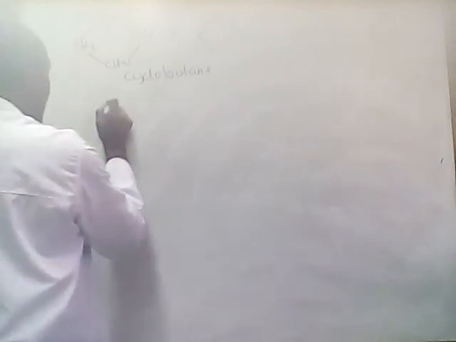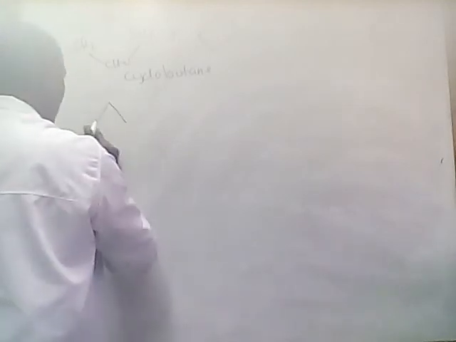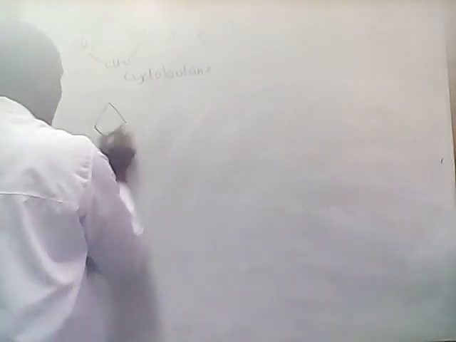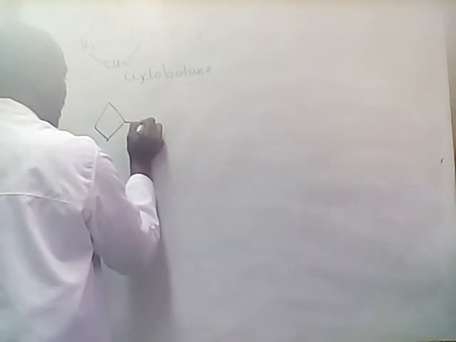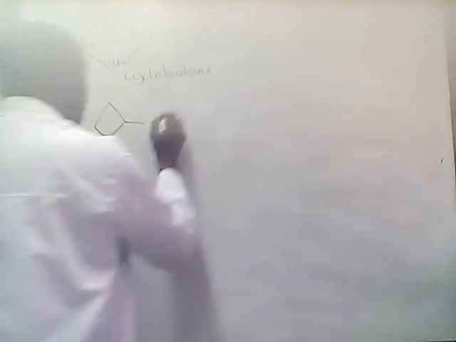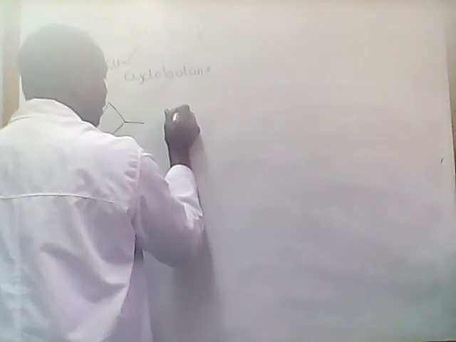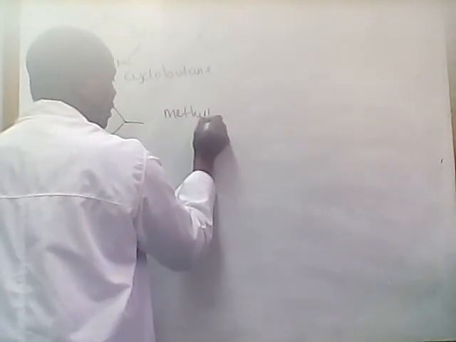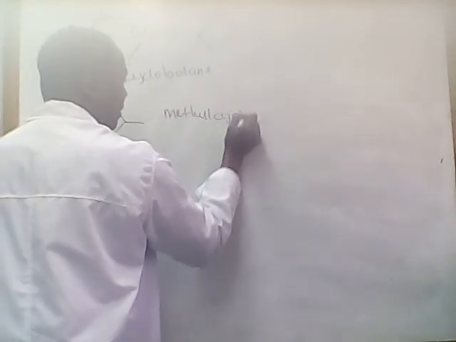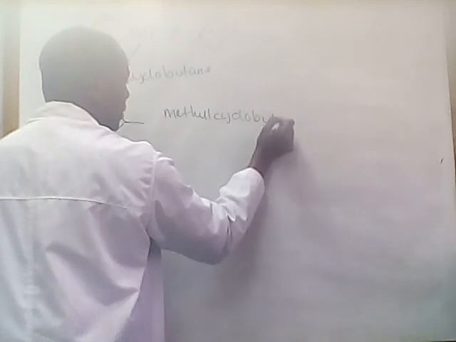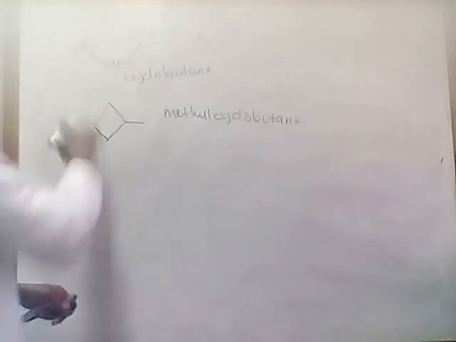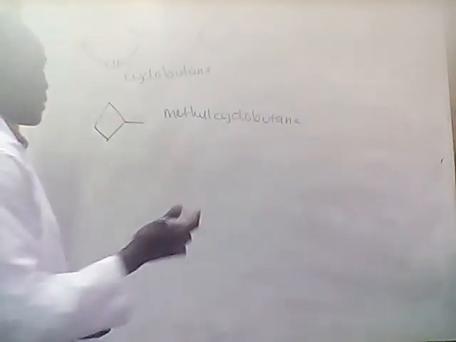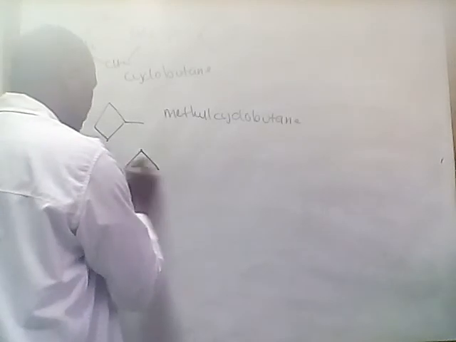And if you've got a cyclobutane, and then it has something like a methyl group, so this will be methylcyclobutane. And once again, if you have other substituents, then the numbering will be the same.